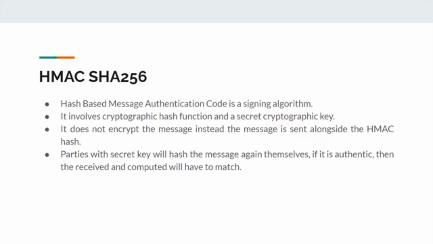So we have used the HMAC SHA-256 algorithm in our project. Hash-based message authentication code is a signing algorithm which involves a cryptographic hash function and a secret cryptographic key. It is used to ensure the integrity and authenticity of the message. It does not encrypt the message. Instead, the message is sent alongside the HMAC hash. The receiver then again computes the hash value and checks if the calculated value matches the received value, and if it matches, then the receiver will be assured that the message is authentic.